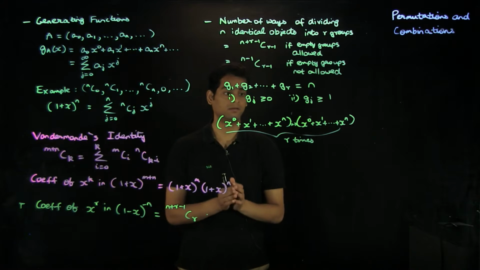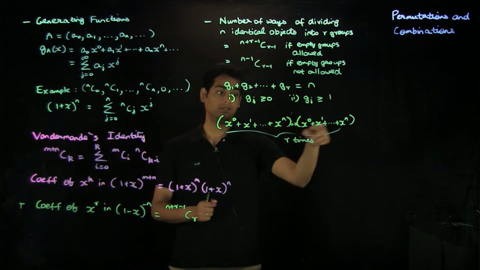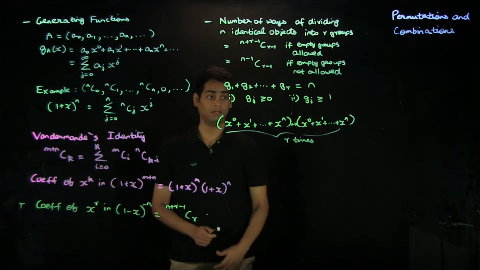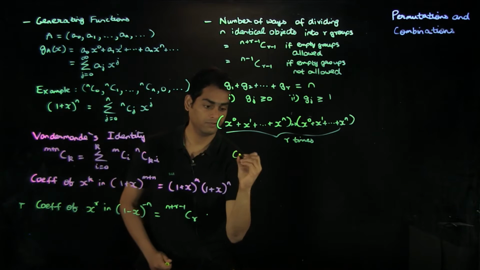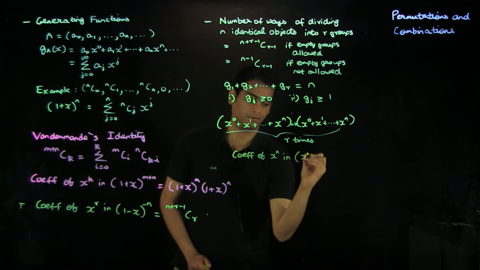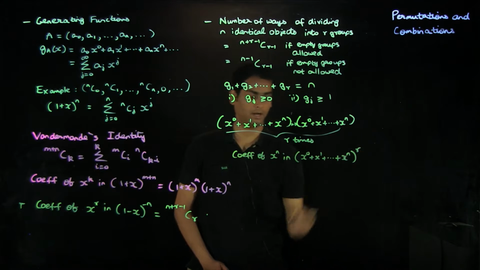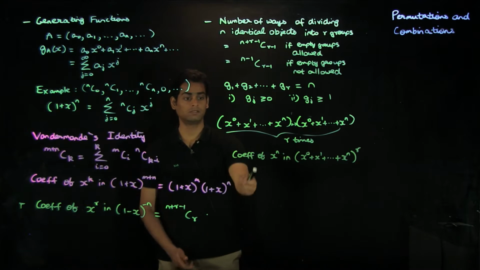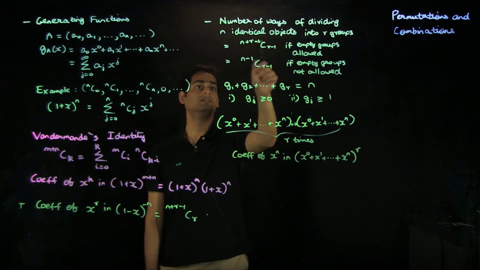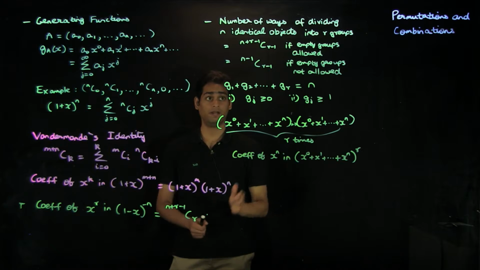Each term which generates an x power n corresponds to a valid division of these objects into these r groups. And so you just need to consider the coefficient of x power n in (x power 0 plus x power 1 and so on till x power n) the whole power r. So this function is a generating function for the case of looking at the number of ways of dividing n identical objects into r groups where empty groups are allowed.